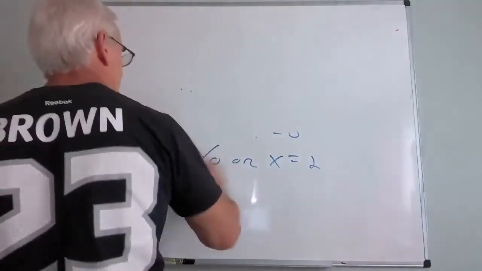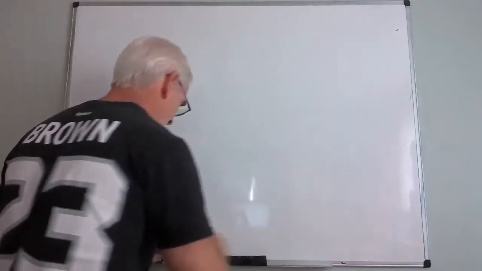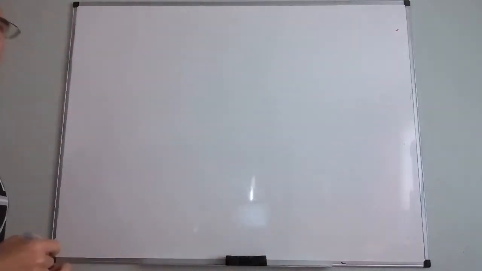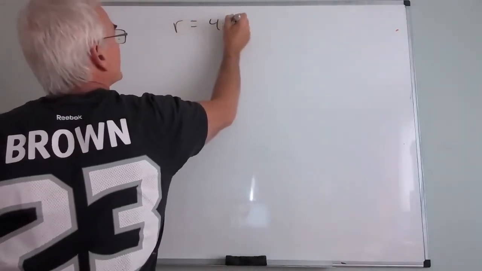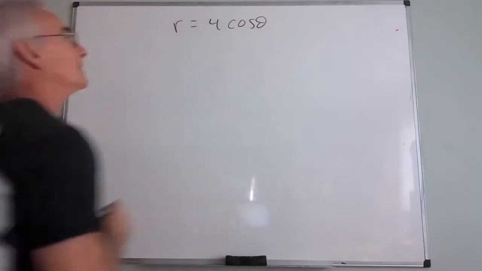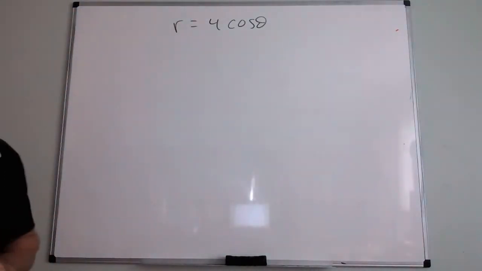All right, let's start with a really simple one. Let's do r equals 4 times the cosine of theta. This is an equation, and I would like to convert this into x and y.